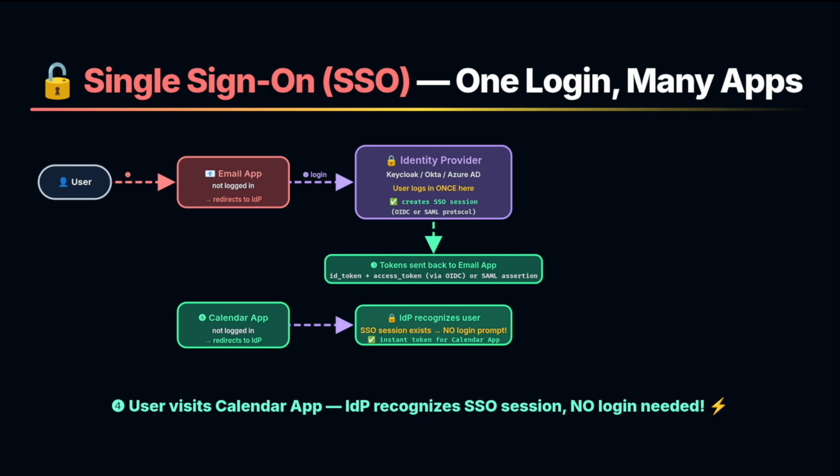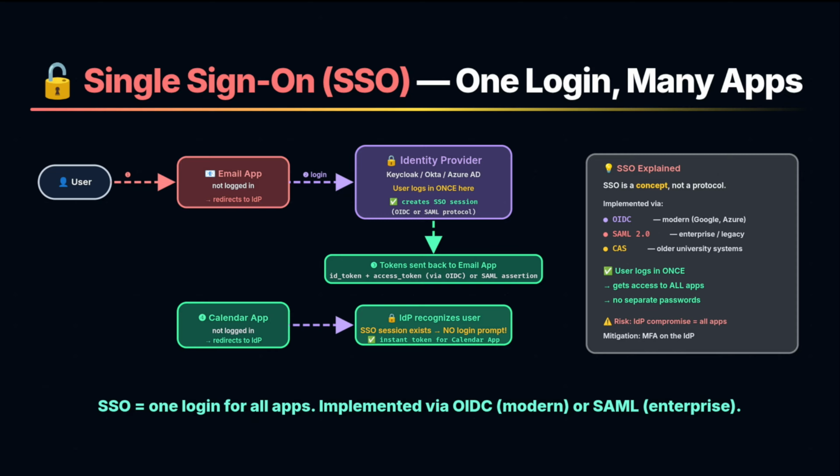You sign in only once at the identity provider site, and all the apps that trust the identity provider recognize you automatically. But please remember, SSO is a concept, it's not a protocol. It describes the behavior. It can be built with OIDC or other protocols. But the big risk is, if the identity provider is compromised, all apps are compromised. If someone steals your identity provider credentials, they get into everything. That's why it's always safe to enable MFA, multi-factor authentication.